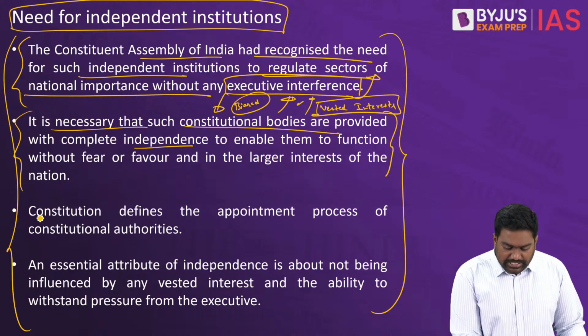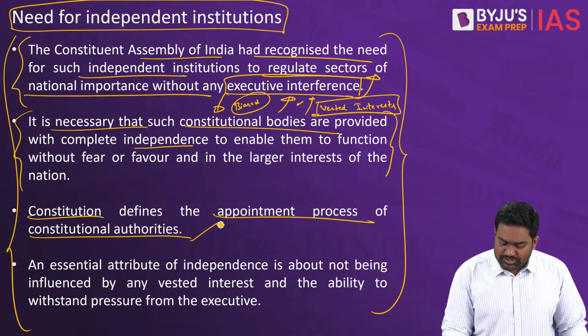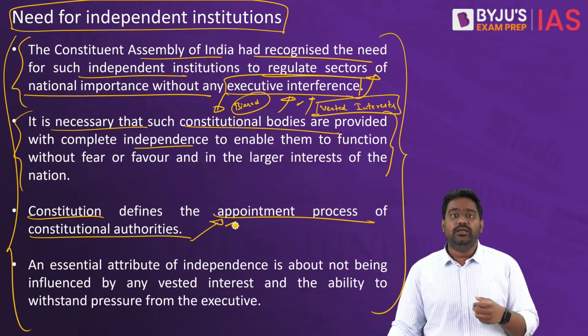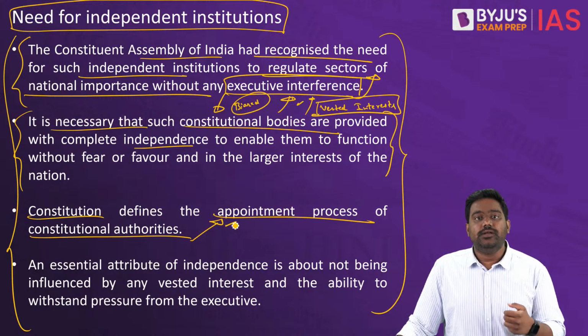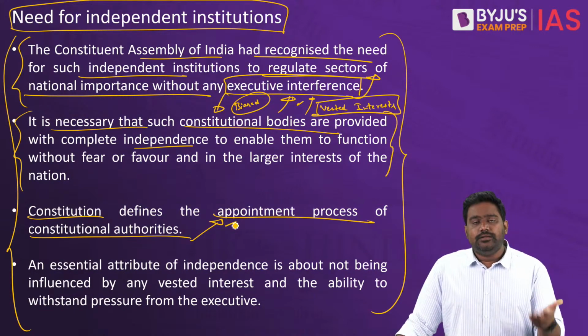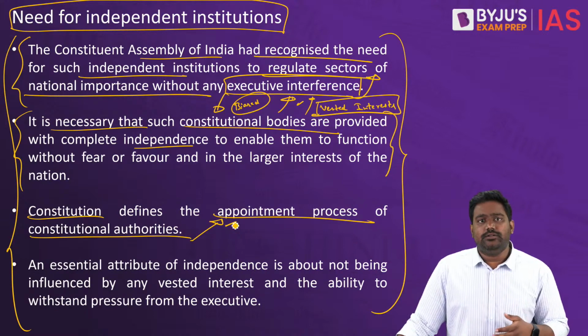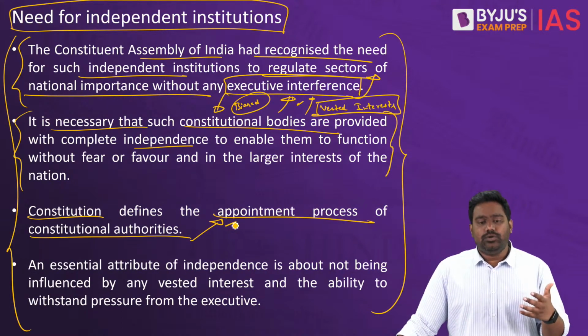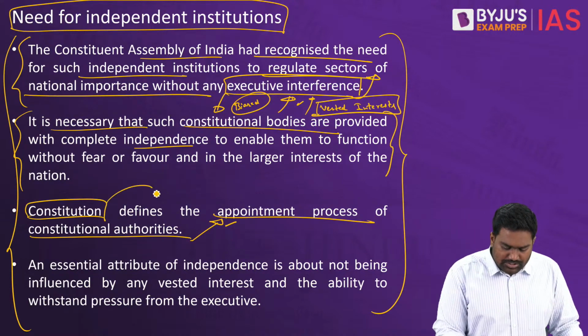The Constitution actually defines the appointment process of these constitutional authorities. Even for judges to the judiciary, the higher judiciary, the appointment process is laid down. Appointment of election commissioners, their removal, right, and the CAG and the Finance Commission, as well as the Election Commission, they've all been laid out and they draw their powers from the Constitution.